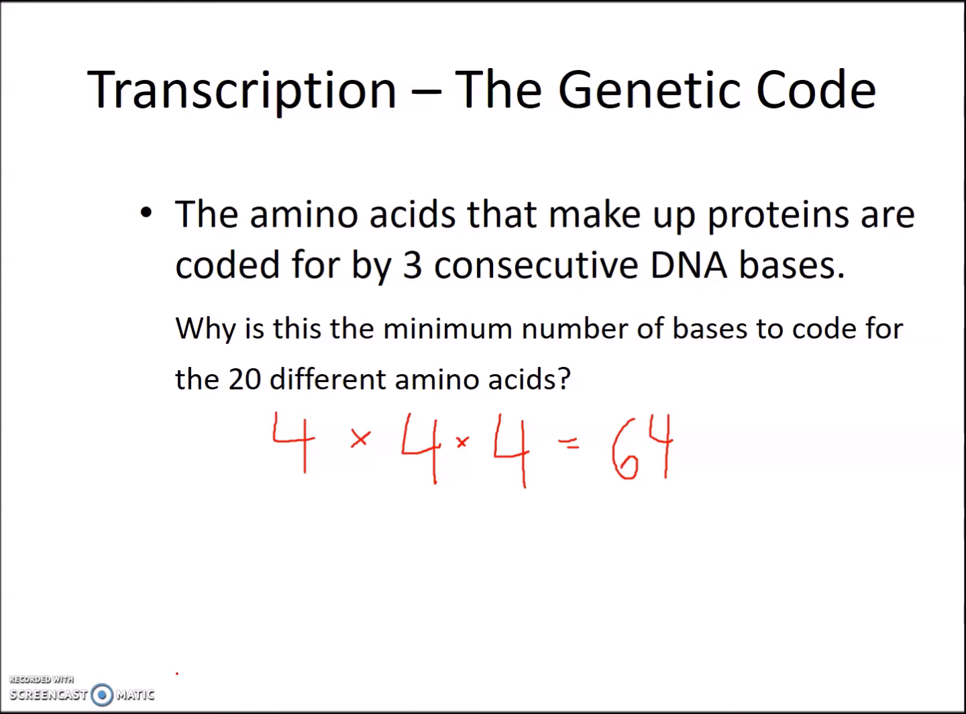Now, if you had just given 2 consecutive DNA bases, you would have 4 times 4, or 16 options in your code. If it's a 2-letter code, you only can make 16 combinations. Well, students, there's 20 different amino acids that exist, so we needed a 3rd position in the sequence of DNA bases to make a code.